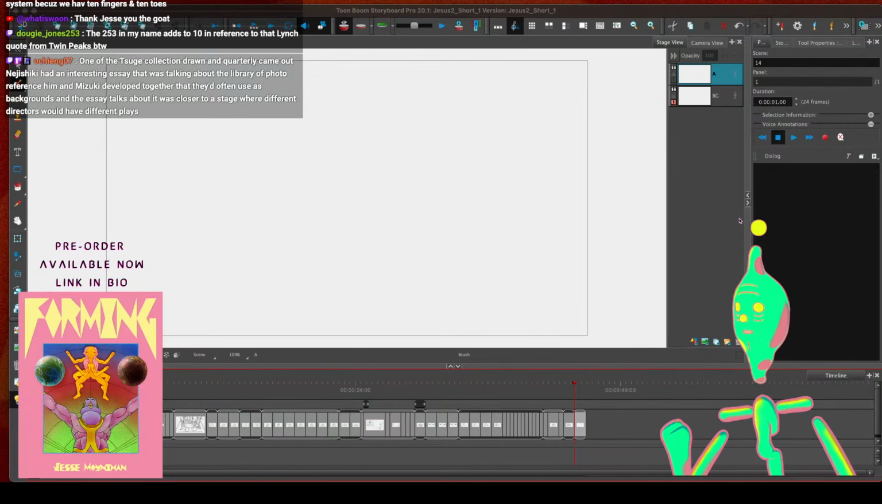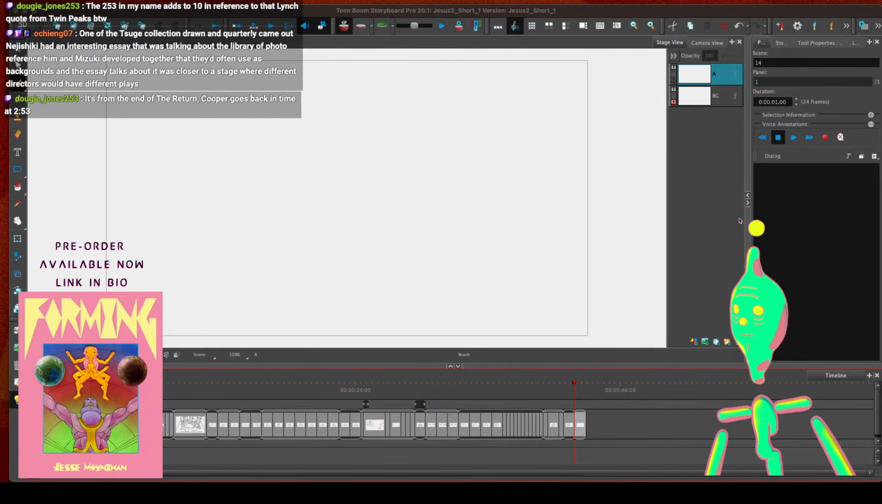One of the Suje collection drawn and quarterly came out with, Nejishiki had an interesting essay talking about the library of photo references him and Mizuki developed together that they'd often use as backgrounds. And the essay talks about it being closer to a stage where different directors would have different plays. Yeah, that makes sense.